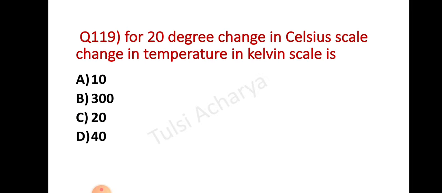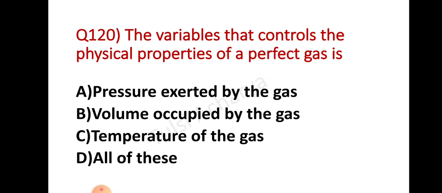Now let's move to question number 120. The variable that controls the physical property of perfect gas is, we know that pressure, volume and temperature are called thermodynamic variables because they control the physical property of gas. So all of these is the correct answer for question number 120.